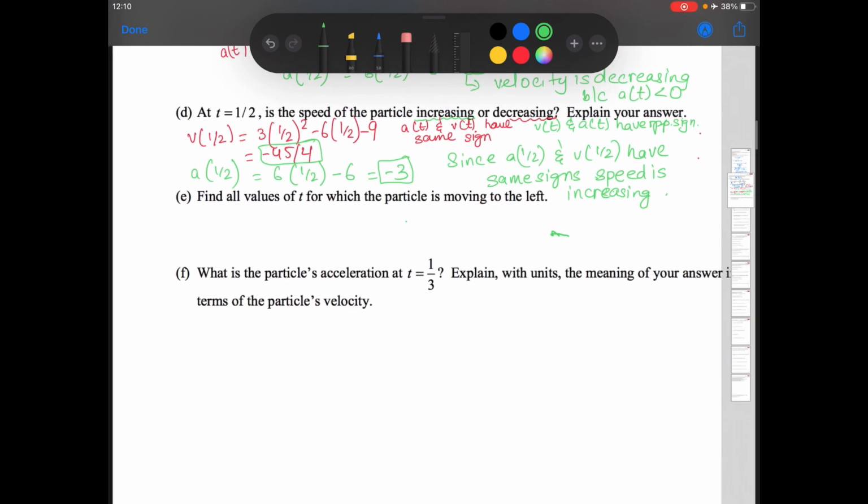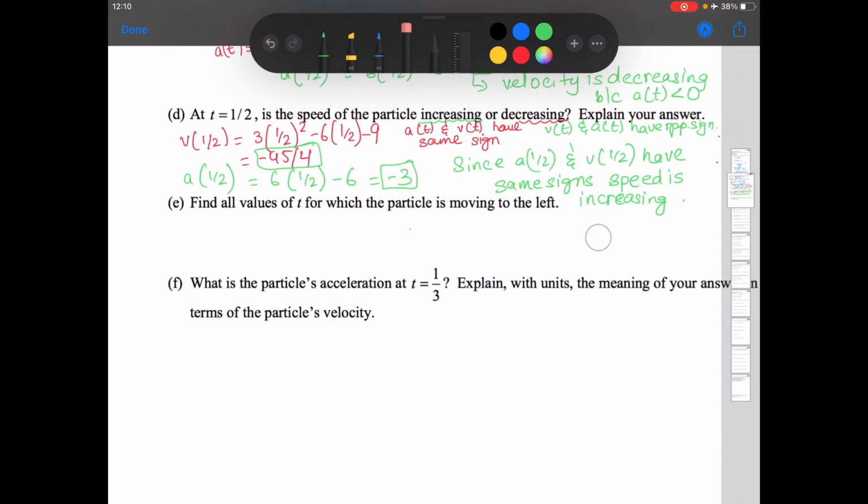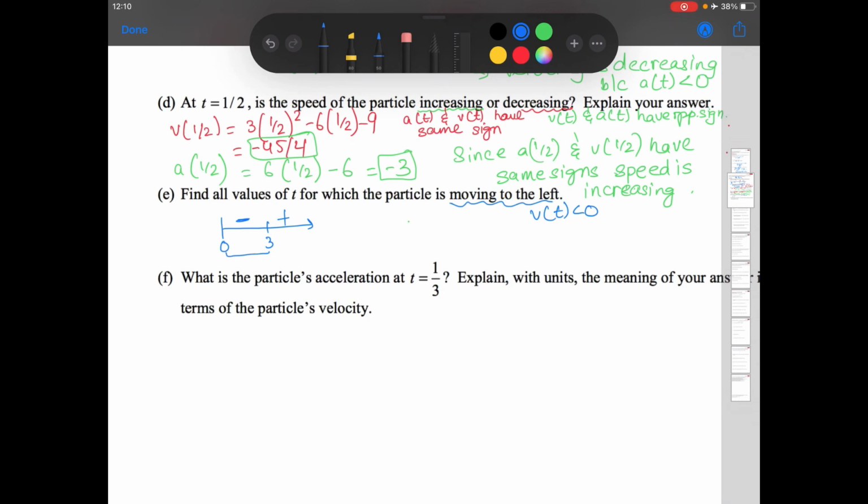Okay, so let's try part E. It says find all values of t for which the particle is moving to the left. So when is the particle moving to the left? When your velocity is less than 0 or negative, right? So I can actually look at, we already did this. If I look at my velocity number line, I was starting at 0 and I knew it was at rest at 3. It was negative here and positive here. So where was the particle moving left? So between 0 and 3. So in that interval.